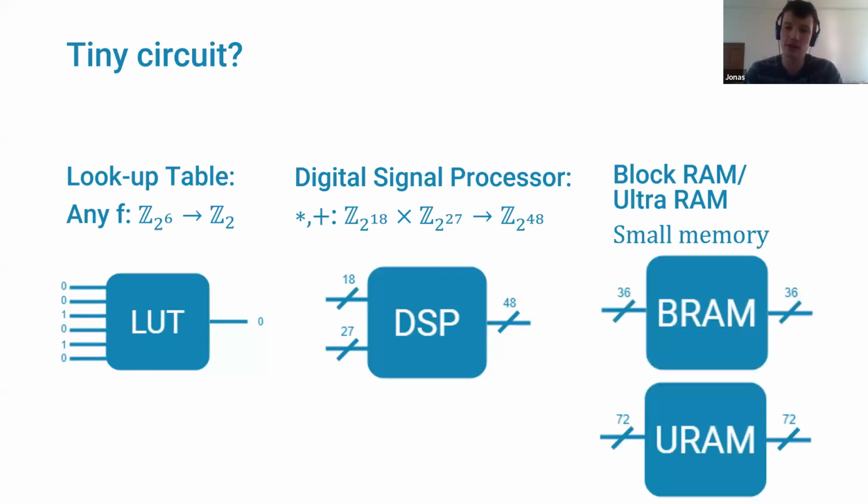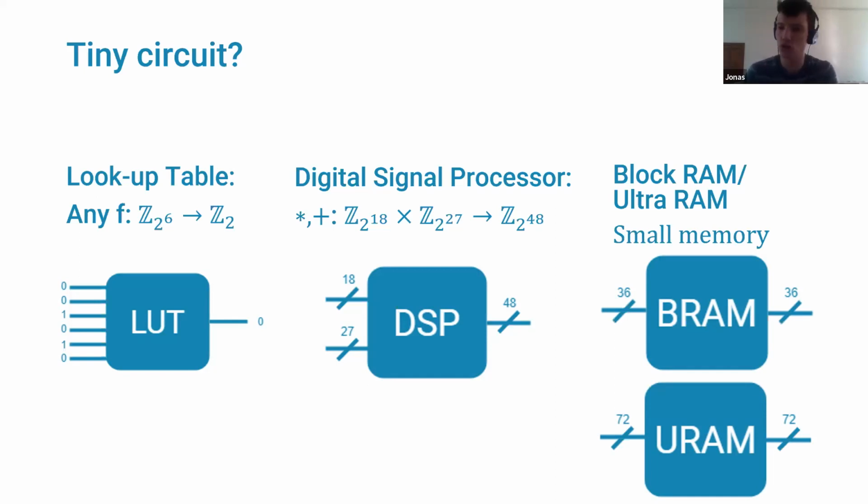And finally, this tiny circuit can also be a memory, because as you've seen, there are lots of 1-bit memories in that big array, but that doesn't add up to a lot of memory in the end. So sometimes you want some bigger memory, like a block RAM or an ultra RAM.